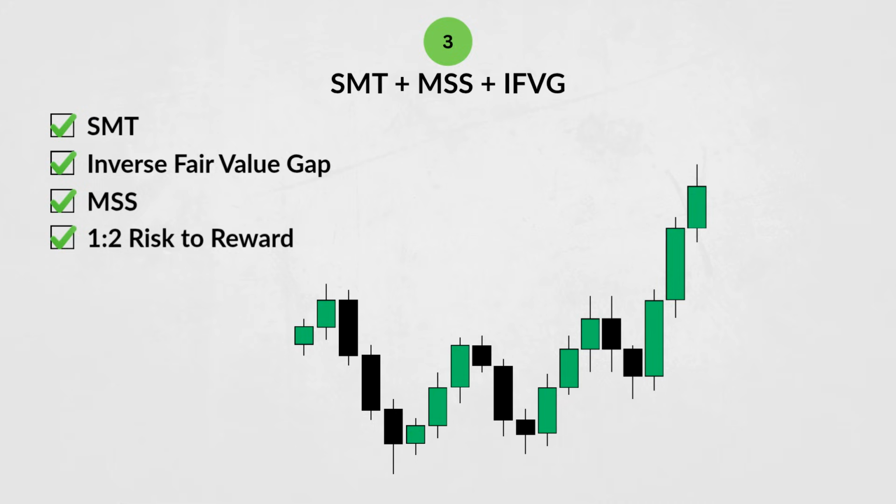First, we get our SMT divergence. After the SMT forms, price disrespects this bearish fair value gap, which turns it into an inverse fair value gap. Following that disrespect, price gives us a market structure shift. Once that happens, we take our trade by setting a limit order at the inverse fair value gap, with the stop loss just below the SMT low and the take profit set at a 1 to 2 risk-to-reward ratio.